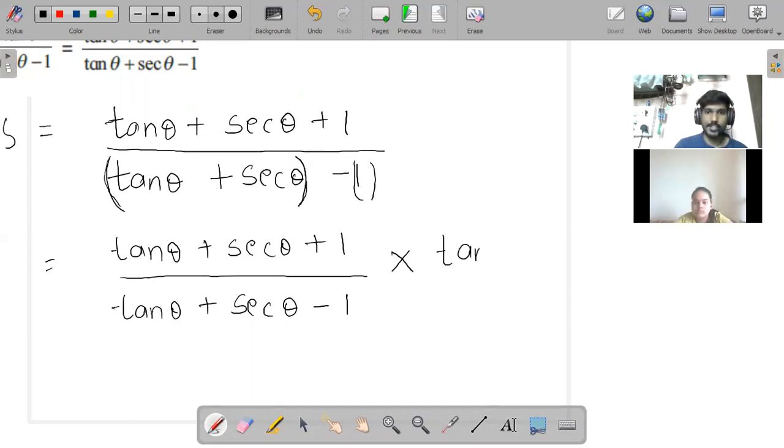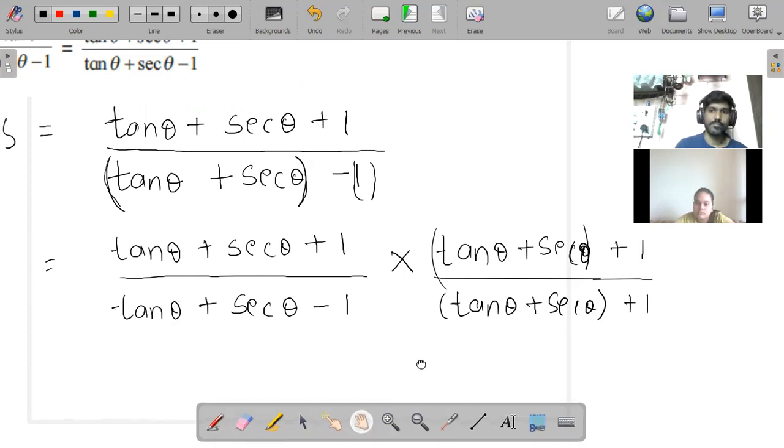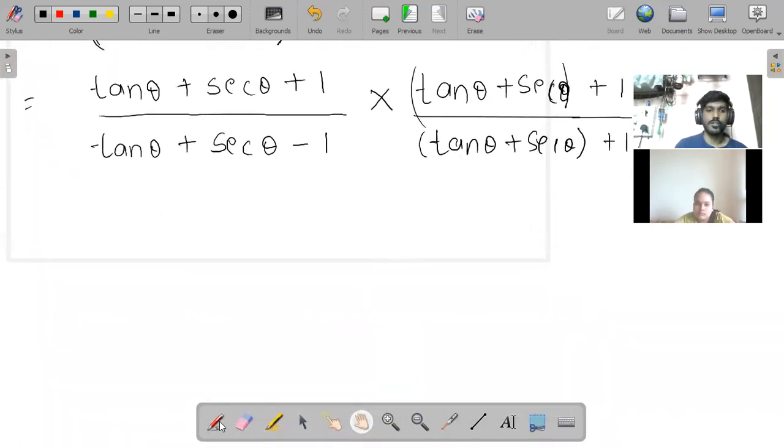So let's do it: tan theta plus sec theta plus 1. That's why I took this as 1 upon the same thing, tan theta plus sec theta plus 1. This is by rationalizing. Is it clear up to here? Yes. Okay. Now you multiply the numerator with this part and you multiply the denominators.